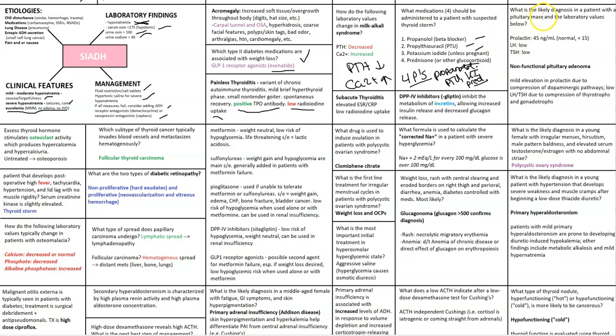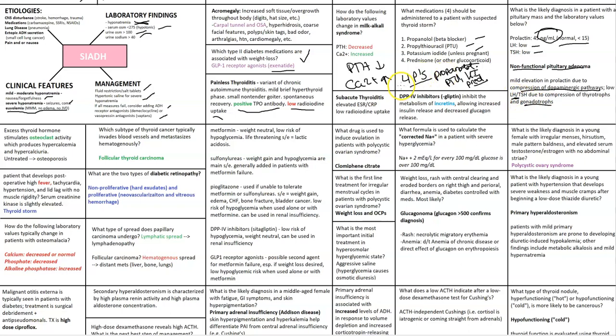What is the likely diagnosis in a patient with a pituitary mass and the following laboratory values? Prolactin is 45, normal is less than 15, LH is low, TSH is low. This is a non-functional pituitary adenoma. There is a mild elevation in prolactin due to compression of the dopaminergic pathways, and low TSH and LH due to compression of thyrotrophs and gonadotrophs, respectively.